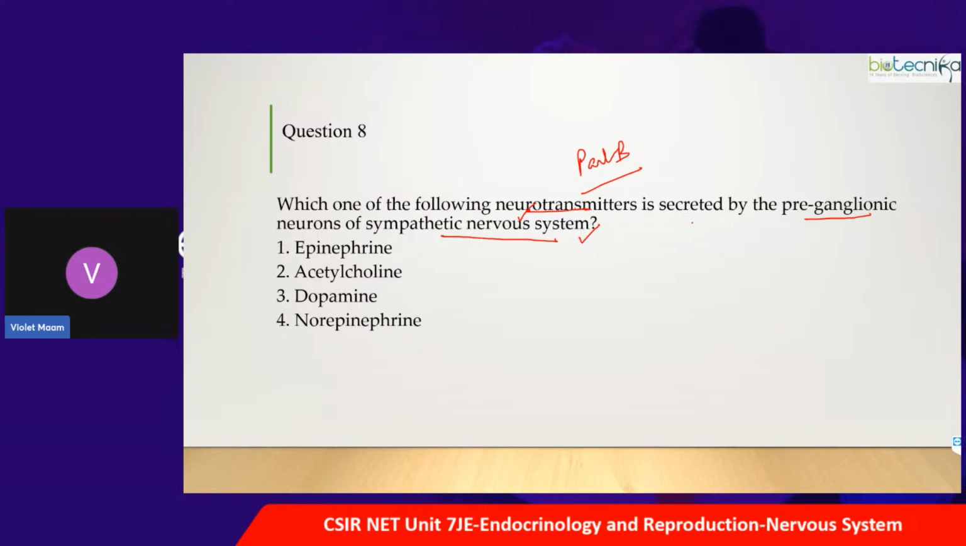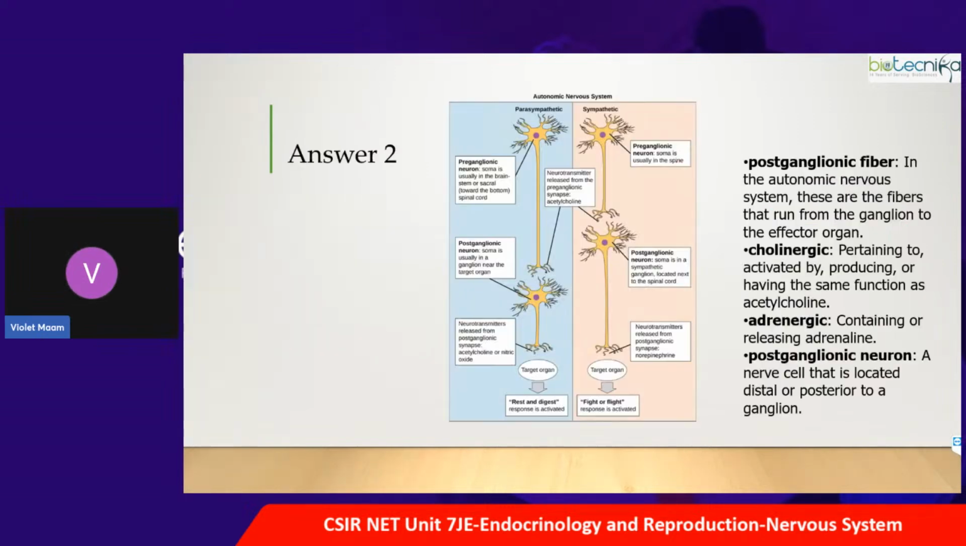Ruben, correct. So the right answer over here will be option 2, students. That is the acetylcholine. I'll give you an understanding of this type of question that they have asked. They asked which neurotransmitter is secreted by the preganglionic neurons of the sympathetic nervous system. Next time they can ask you about parasympathetic, or about postganglionic. Anything they can vary, so it's important that we understand, and you need to know this figure as well.